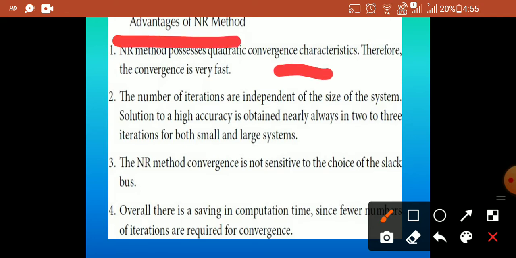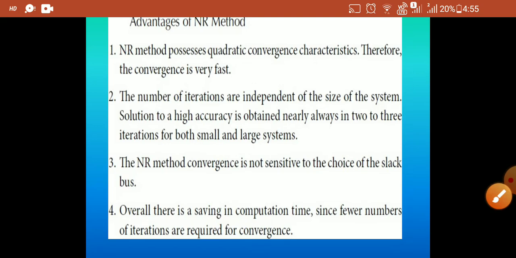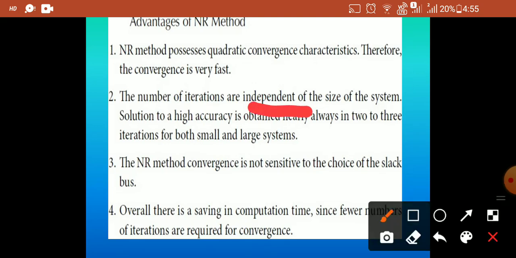The first one is convergence characteristics. The Newton-Raphson method possesses quadratic convergence characteristics, therefore the convergence is very fast. The next one is the number of iterations. The number of iterations is independent of the size of the system. The solution to high accuracy is always obtained in 2 to 3 iterations. So in just 2 to 3 iterations, even in large power systems, we can accurately get the solution with high accuracy.